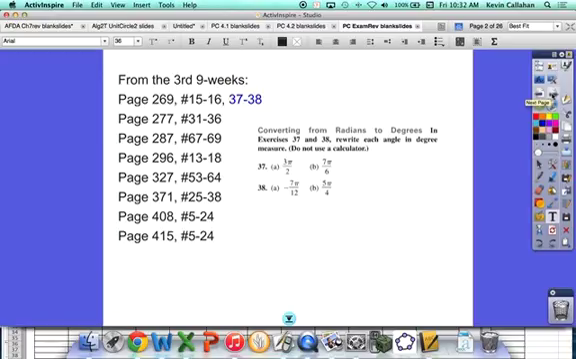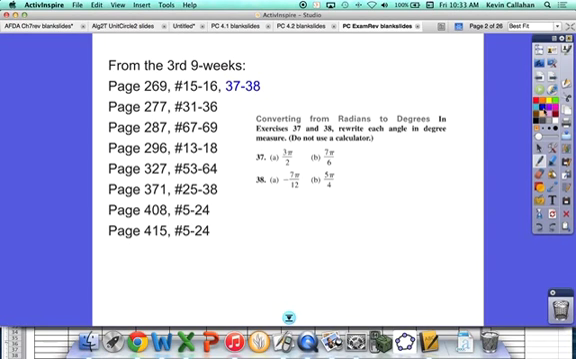Okay, 37 and 38. Rewrite an angle which is given in radians into degrees. How do you convert from radians to degrees? Okay, 3 pi over 2, right? Multiply by 180 divided by pi, right? And in this case, since you're going to degrees, you're going to turn it into a decimal. You're not going to have pi in the answer.